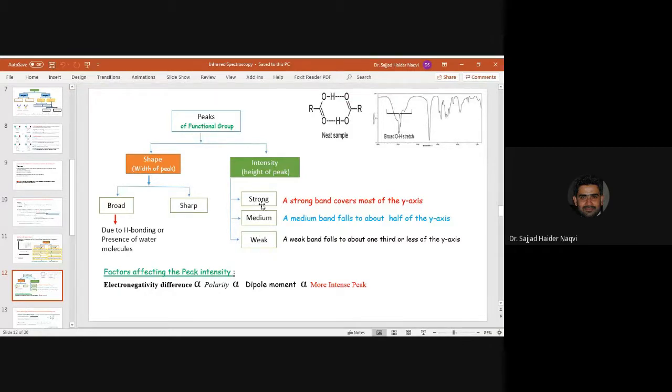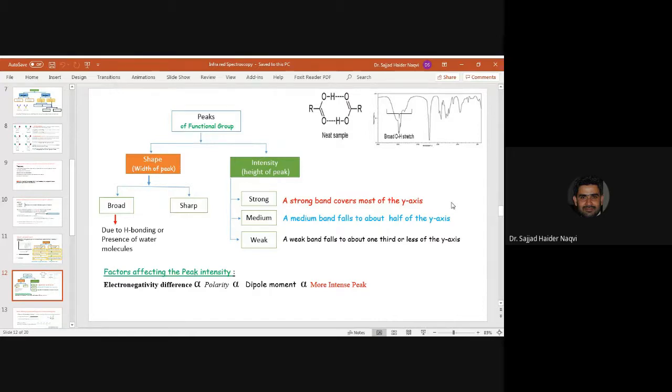A strong peak is one that covers most of the y-axis, just like this one. This is called a strong peak. You can see that it's almost going down the axis. A medium peak is one that falls to about half of the axis. Maybe you can call this one a medium peak. And a weak band falls about 1/3 or less of the axis, might be this one.